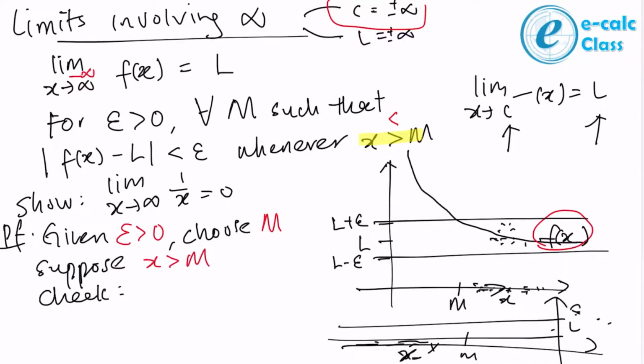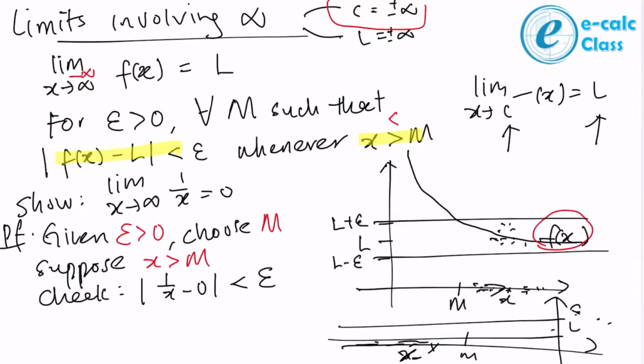Then which one do you need to check? You need to check this one. And who is your f(x) now? It is 1 over x minus, who is your L? 0. It is smaller than who? Epsilon. Very simple. And because now your x is at positive infinity, which means your x is a very, very big positive number, does the modulus sign still matter? No, it doesn't matter because your 1 over x will always be positive.